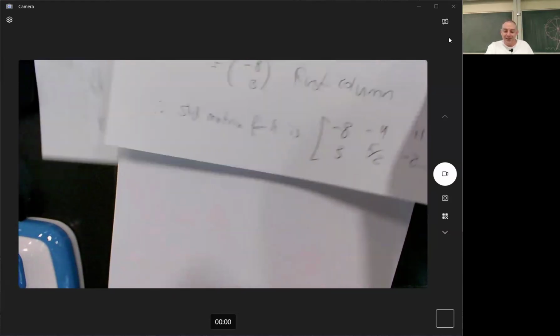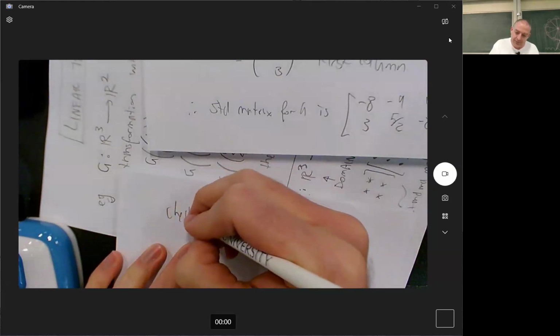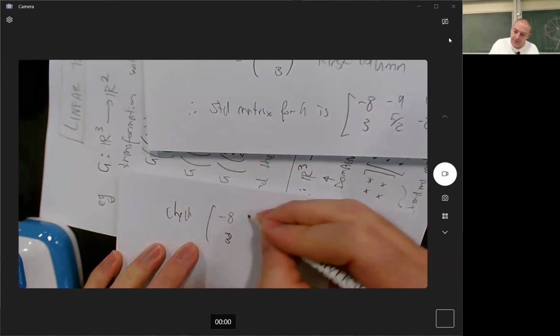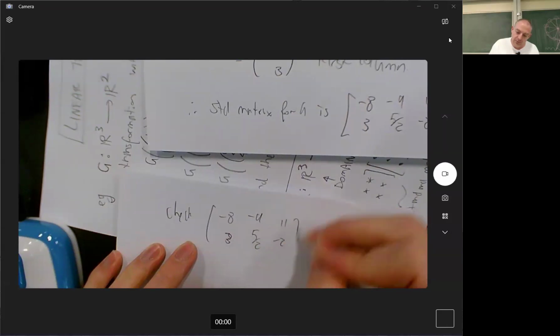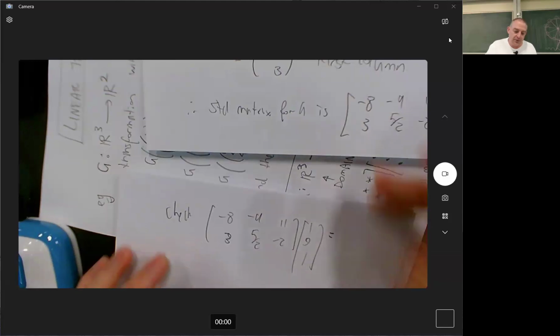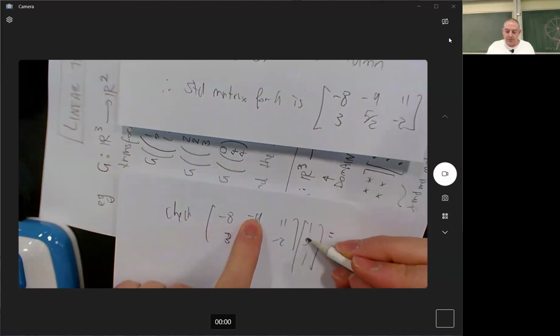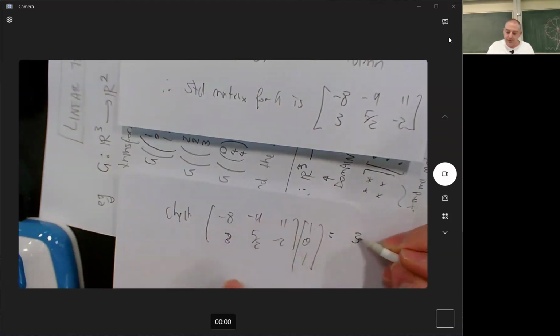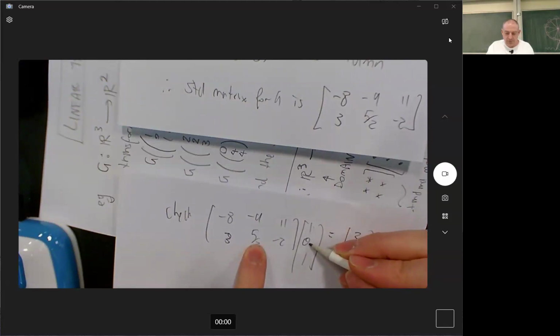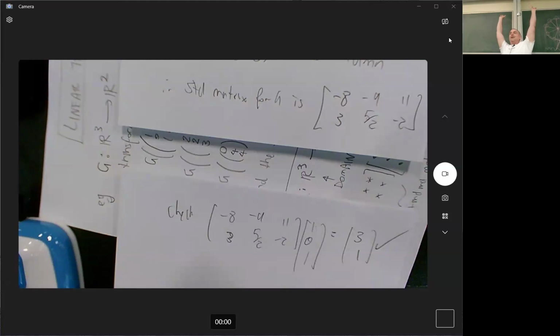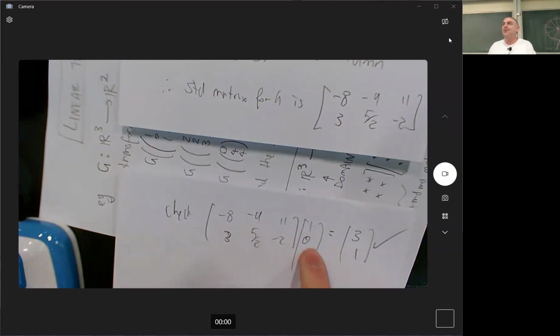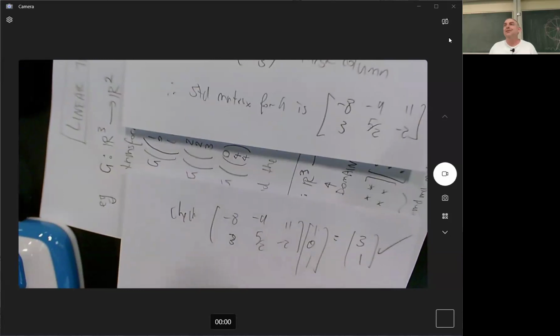So just to check, minus 8, 3, minus 9, 5, 2, 11, minus 2 times 1, 0, 1 should come out to 3, 1. So let's see. Minus 8 plus 0 plus 11 is 3. Awesome. And 3 plus 0 minus 2, 1. Yes. If I wanted to be consistent, I should check them all, but that'll do. This won't check my middle column because there's a 0 there. So I should probably do at least one more to feel better about it, but I'm just going to stop there.